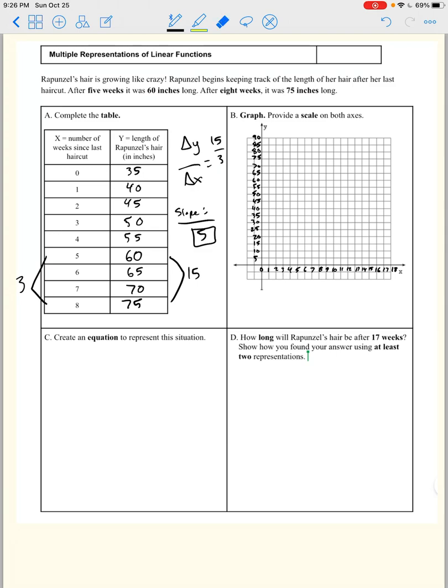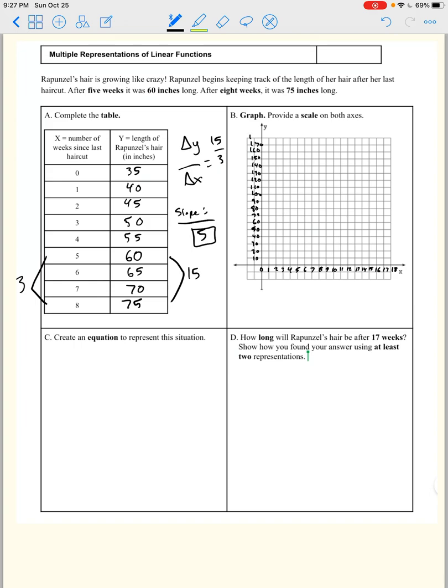Actually, that's not going to show enough growth, right? That's only going to show us all the way up until 8 weeks. So I'm going to go something a little bit bigger. Let's do 10s instead. Sometimes you just have to use trial and error, see what makes sense. 110, 120, 130, 140, 150, 160.